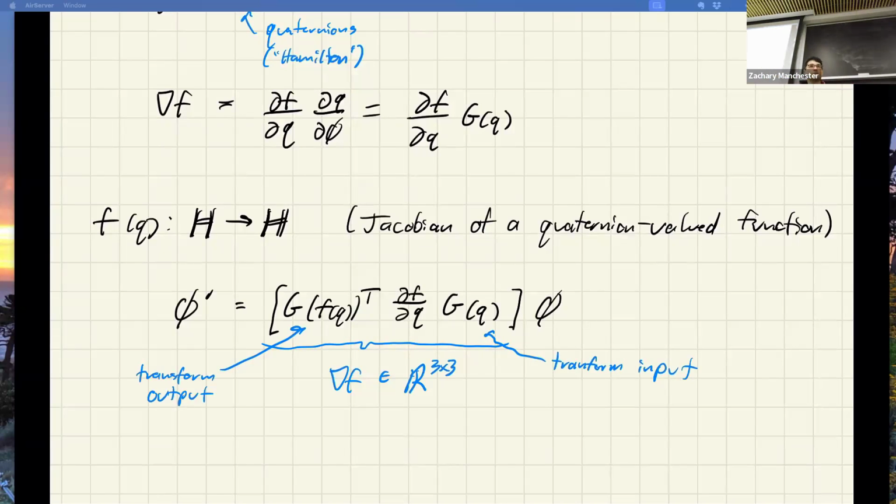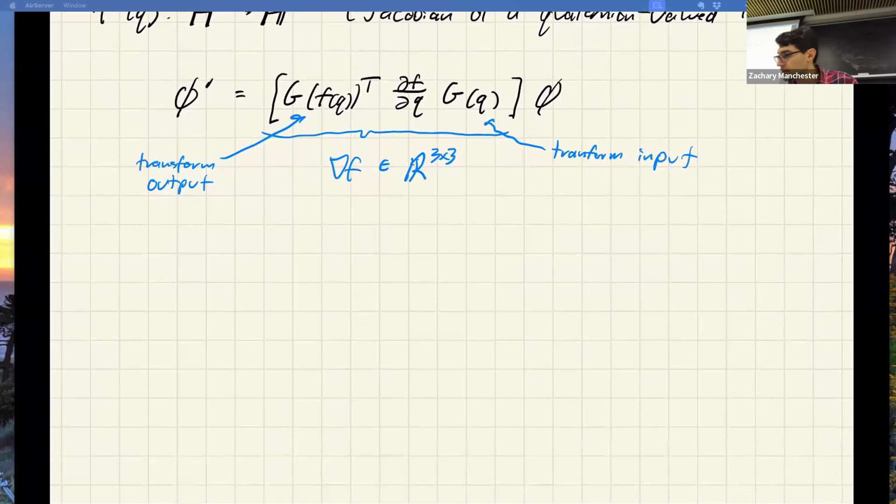Cool. Okay. So the last one we need is the Hessian of a scalar valued thing, which is where the Hessian of a cost function comes up, right?